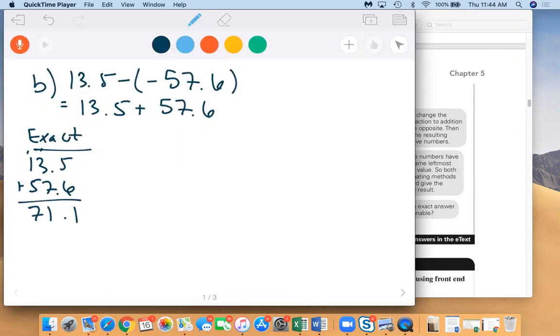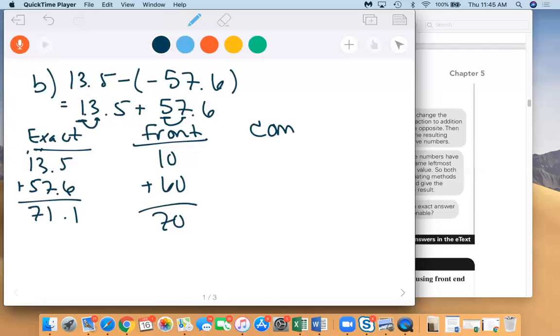Let's look at front end estimating. So remember, we go to that front one. So here we have a 1. That 3 rounds it down. So we have 10 plus. We go to the front end. We look to the number to the right. That 7 rounds it up to a 6. So we end up with 70. Ooh, that's pretty close, huh?